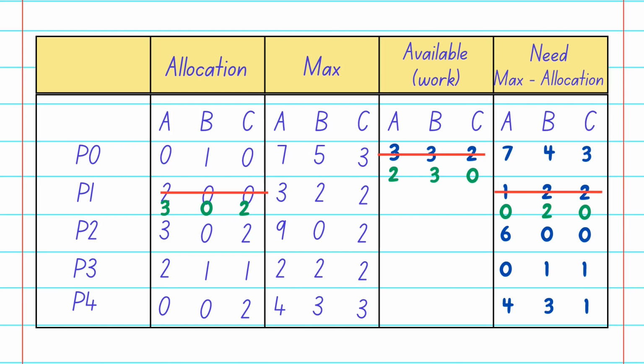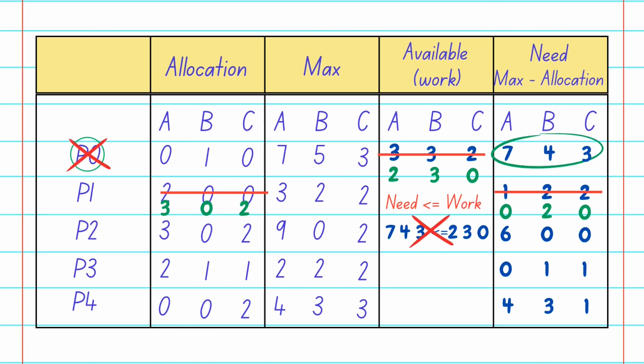First, we check the process P0. In the safety algorithm, we first check whether need is less than or equal to work or not. Then we move to the next step, right? So here need is 743 and the available work we have is 230 as the updated value. So 743 is less than or equal to 230. This condition is not satisfied, so we move to the next process.